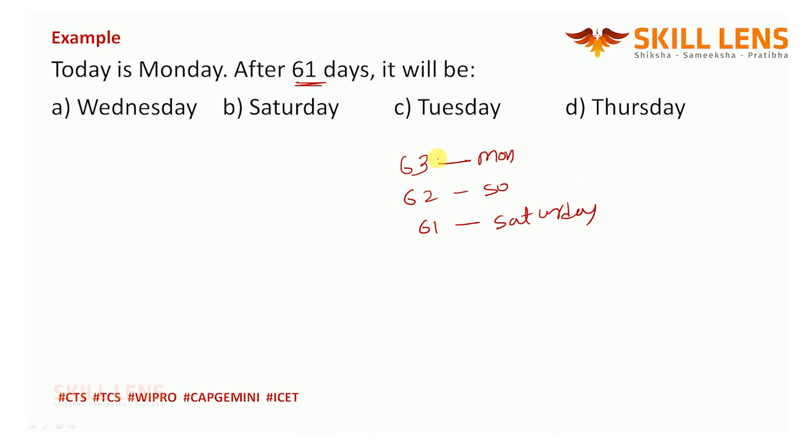Because 7 9s are 63. After every 7th day, 14, 21, 35, like that, the 16th day is also Monday. When the 16th day is Monday, the 62nd day is Sunday, so the 61st day is going to be what? Saturday. That is easy. Otherwise, divide 61 by 7, take the remainder and add it to Monday. That also gives your answer. Okay, so that's how you have to get your answer.